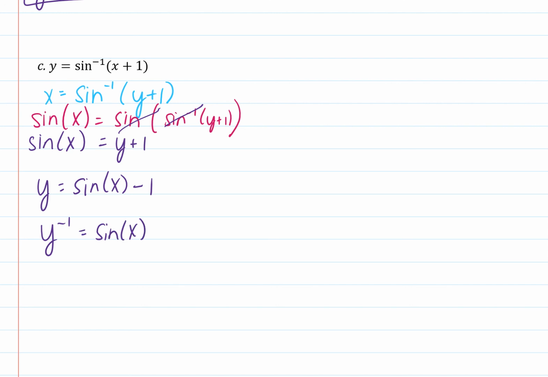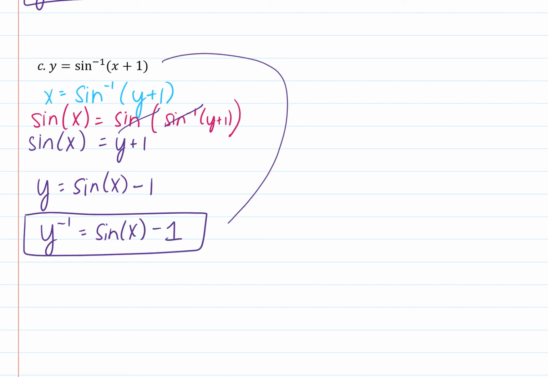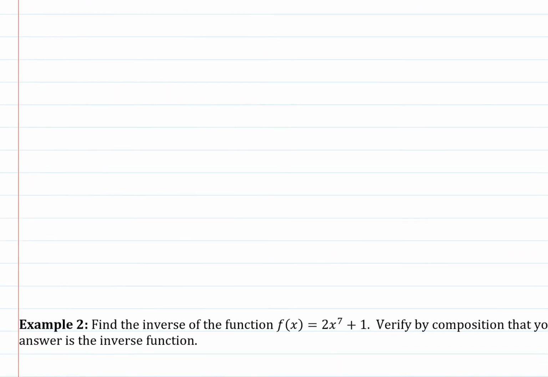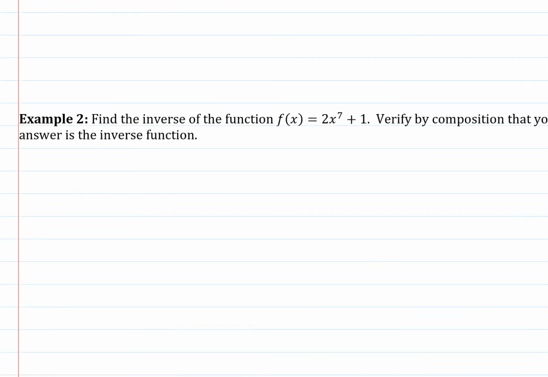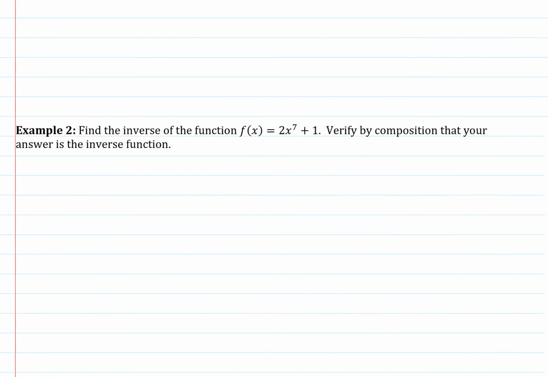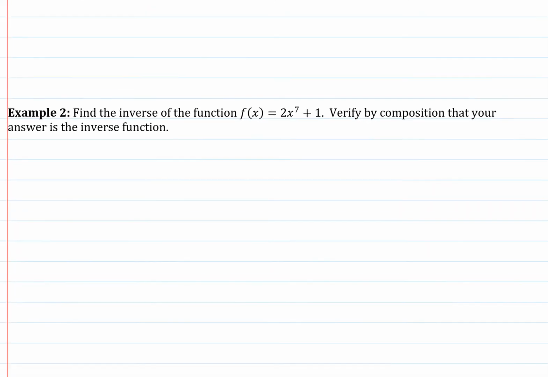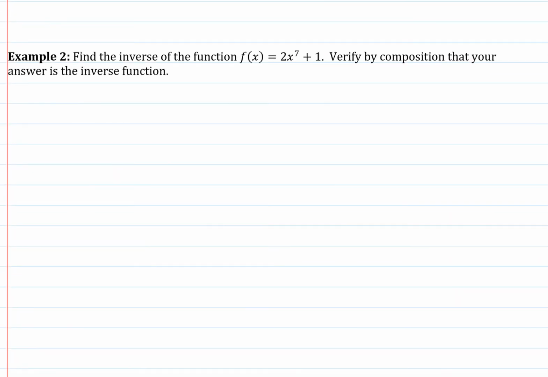And then I really like going back to that function notation just to emphasize that these two are a pair, right? These are the two functions that undo each other. Okay. One more example for today. Find the inverse of a function and then verify by composition that your answer is the inverse function. So we're doing two things. We're finding and then we're verifying.